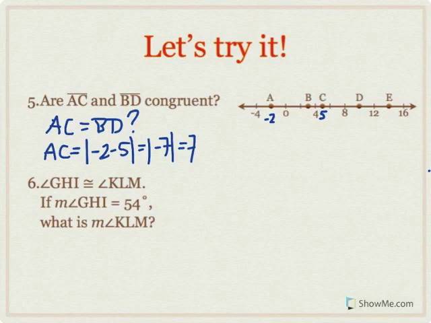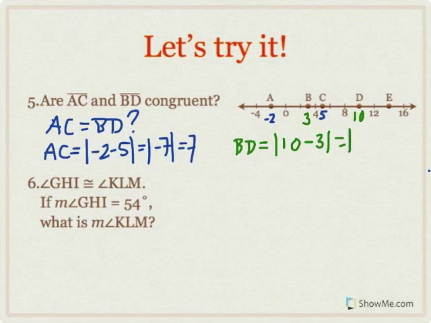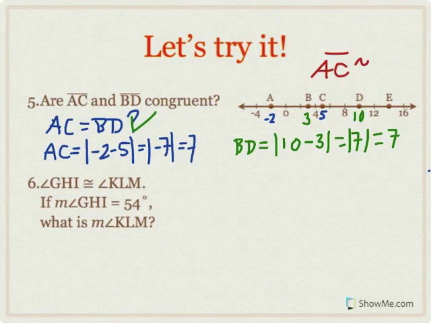So now let's look at segment BD. How long is that? Well, the coordinate of B is 3, and the coordinate of D is 10. So the absolute value of 10 minus 3 is equal to the absolute value of 7. And of course, the absolute value of 7 is +7. So yes, the lengths are equal. That tells us that segment AC is congruent to segment BD.